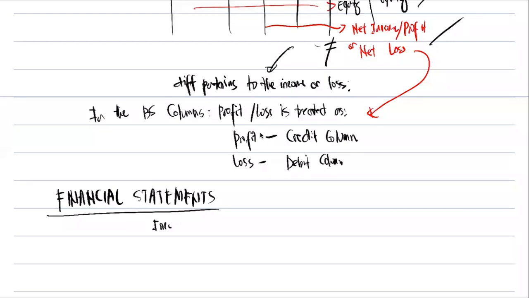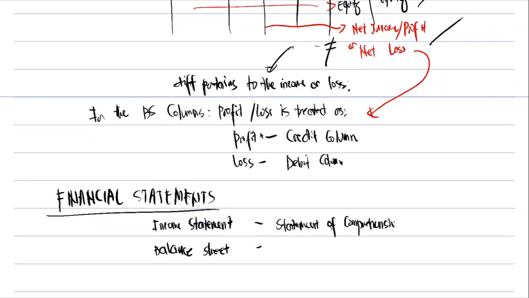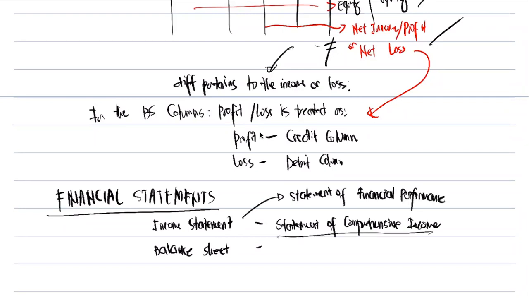That is your income statement and your balance sheet. So what is the new term for your income statement and your balance sheet again? Income statement is known as your statement of comprehensive income. But if ever, you can also prepare a statement of financial performance. Okay, why? Because you can opt to prepare one financial statement, which is your statement of comprehensive income again.